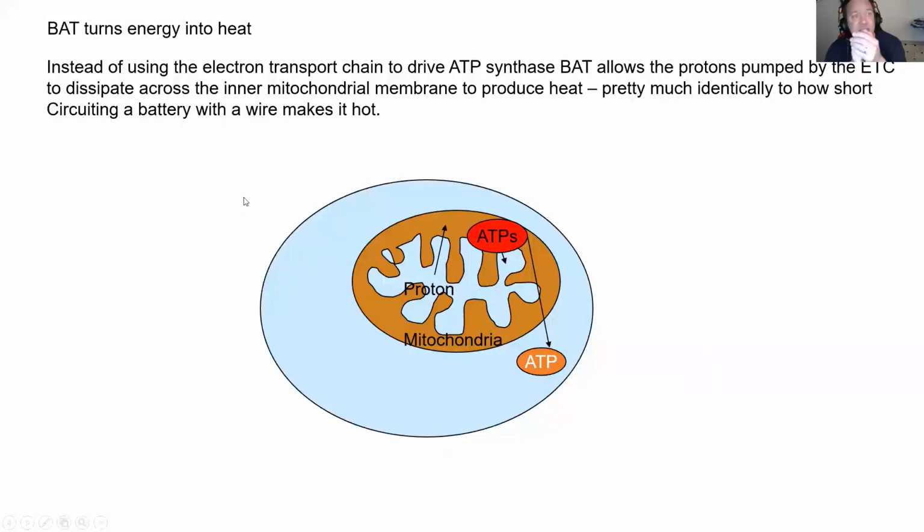And the way BAT turns energy into heat is it performs oxidative phosphorylation, and it uses the electron transport chain in the way any mitochondria does to pump protons into the intermembrane space. But it doesn't use ATP synthase then to generate ATP. Instead, the protons pumped by the ETC just dissipate down the inner mitochondrial membrane, and the byproduct is heat. It's very analogous to if you short circuit a battery with a piece of wire from the positive to the negative terminal, that wire will get hot. And the same process is happening here.